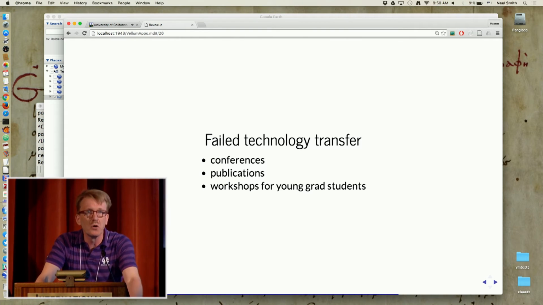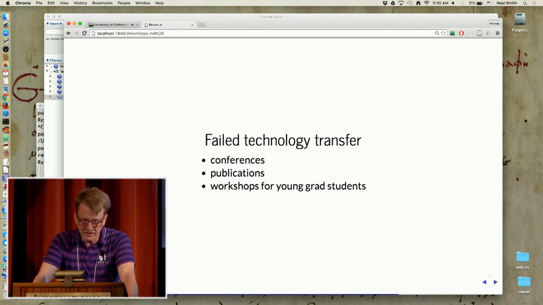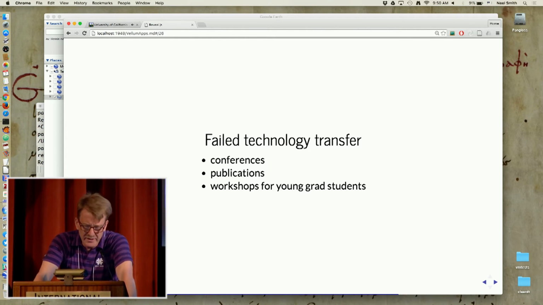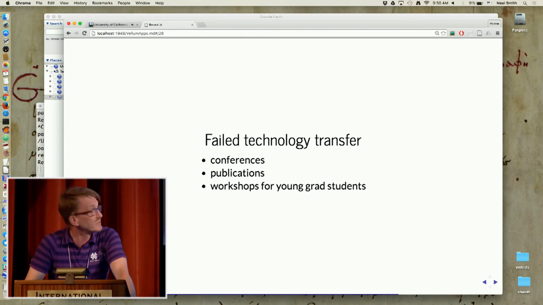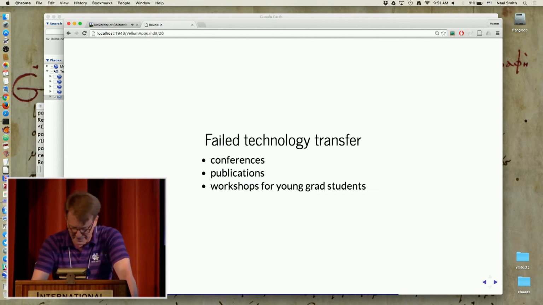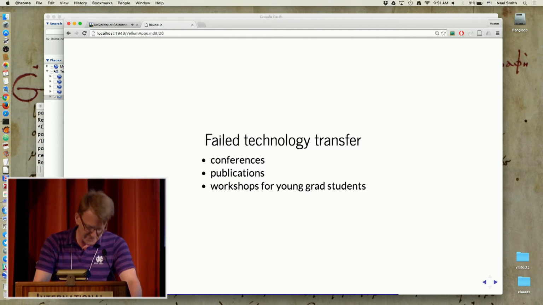And so part of our goal in taking this photography was to make it accessible. We went to conferences, we published about it, we conducted summer workshops for young grad students, all the kind of conventional forms that we could think of to do what Dave would call a technology transfer. I learned from him how important that is. You don't get to just publish it and say, go find it for yourself. They all failed.